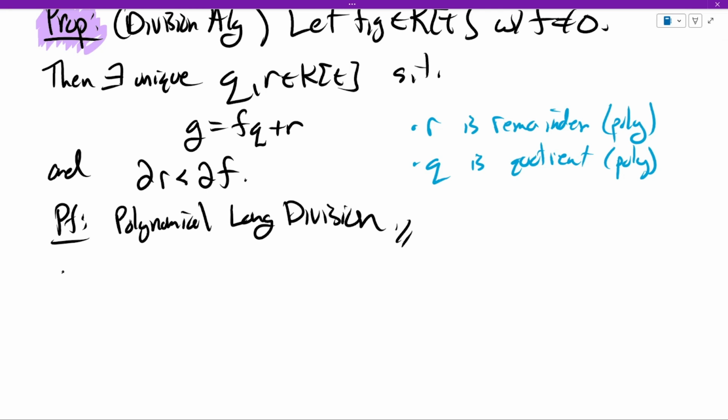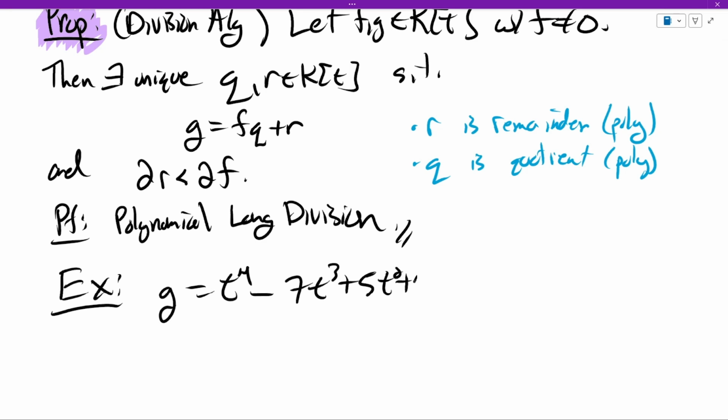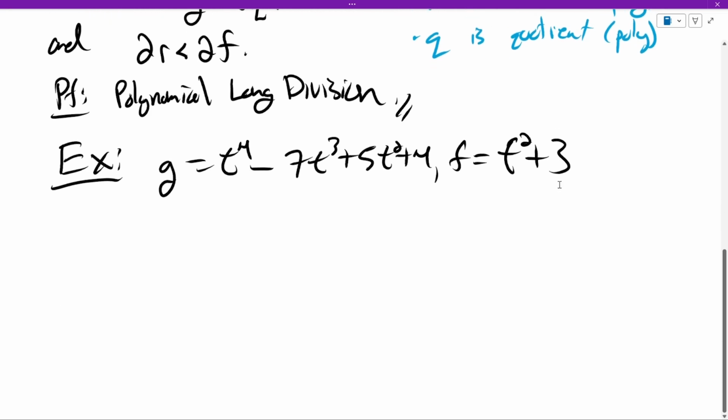All right, so let's just do a quick example of that, just to remind you how to do polynomial long division. Let's let G be t to the fourth minus 7t cubed plus 5t squared plus 4. This example is just directly from the book. And then F is t squared plus 3. They do a rather roundabout way of doing polynomial long division in this example. I'm just going to do the long division.